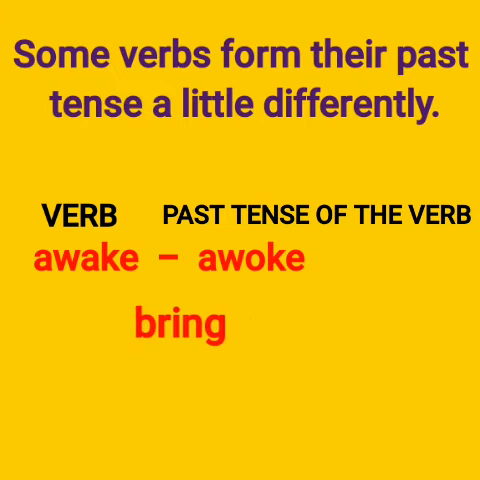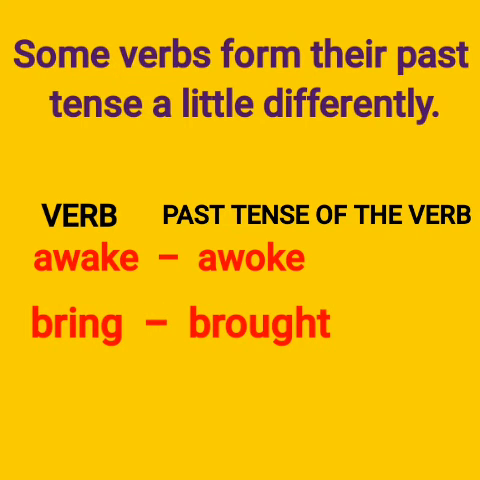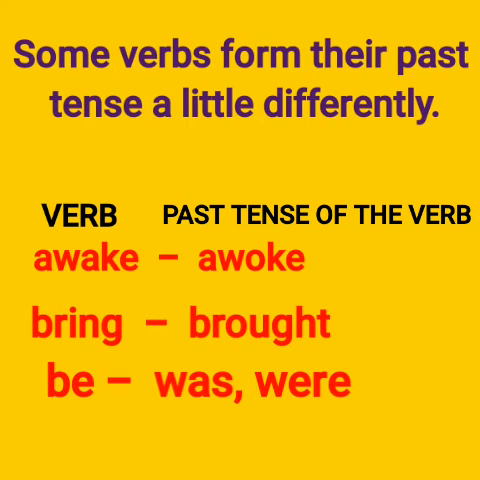Some verbs form their past tense a little differently. Let us look at some verbs and the past tense that are formed differently. The past tense of the verbs awake, bring, be, are: awoke, brought, was, and were. You will notice that the spellings of the past tense forms are quite different from the present tense.